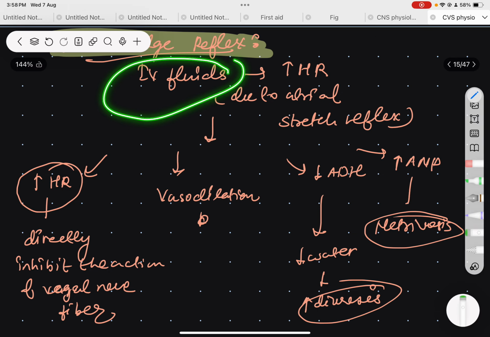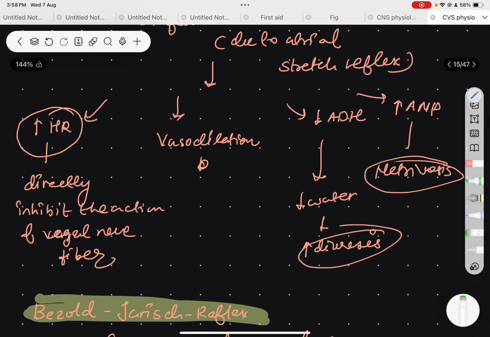Now what will happen when you give more IV fluid, or by any cause there is increase in the volume of blood, so the atrial stretch reflex will be activated. How? There is a receptor present in the atrial wall that is a volume receptor, so it will check the volume that will come into the atria. So if increased blood volume, there will be increased filling of atria, and increased filling of atria will lead to atrial stretch reflex, and it will cause increase in atrial natriuretic peptide.